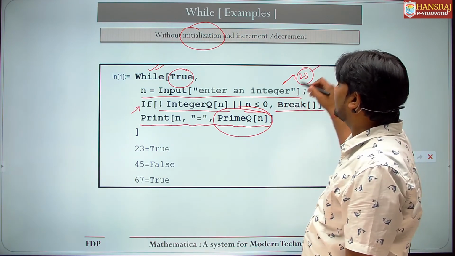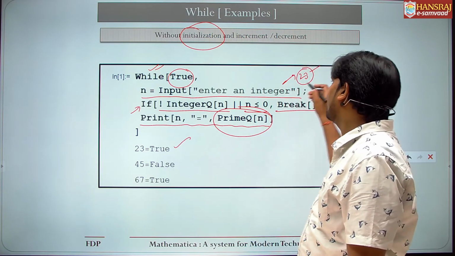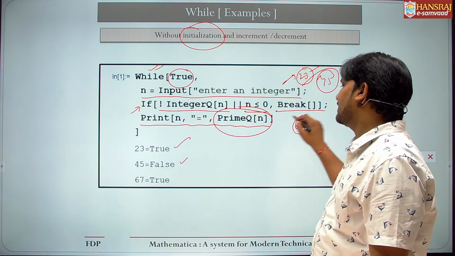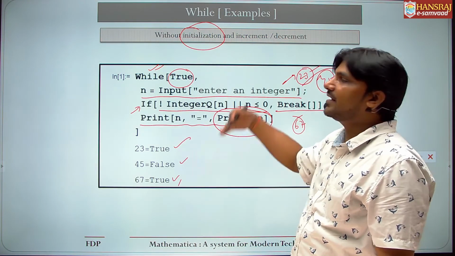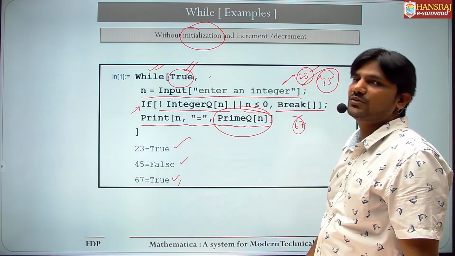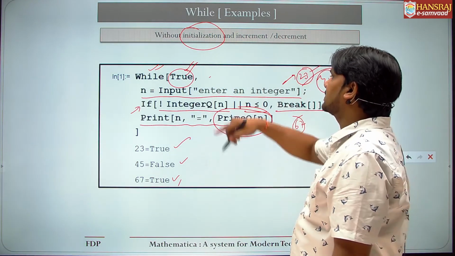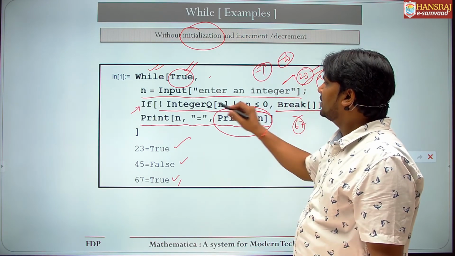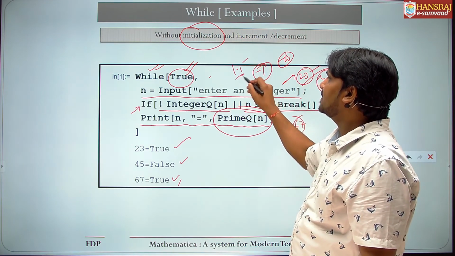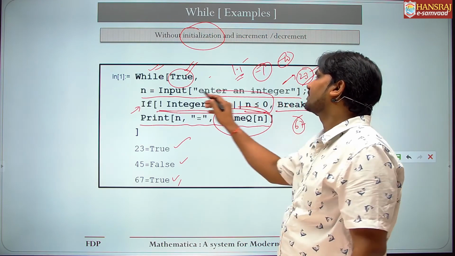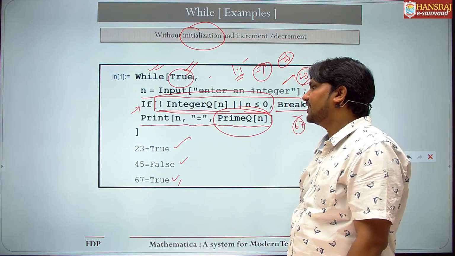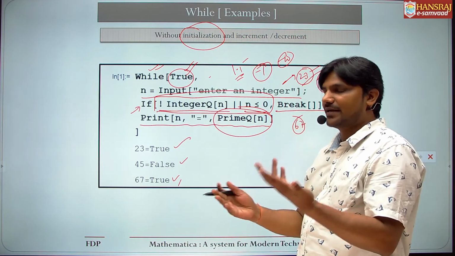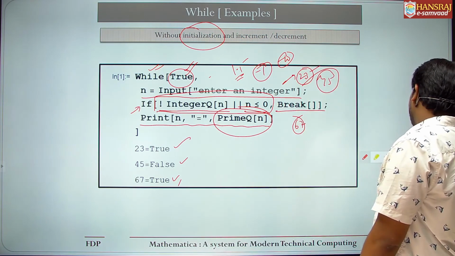So I have given 23, so it will say yes, 23 is prime. If I input 45, false. If I input 67, that is true. So it will go again and again because it keeps giving you values. But if you want to stop this loop, you have to put just -1 like this one, or -10 or anything, or a non-integer like 1.5, which is real. So whenever any of these is true, that means the loop will exit and this loop will be terminated.